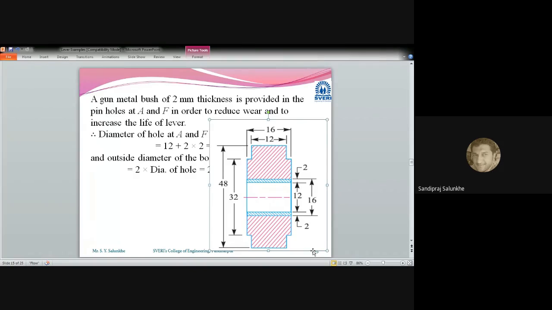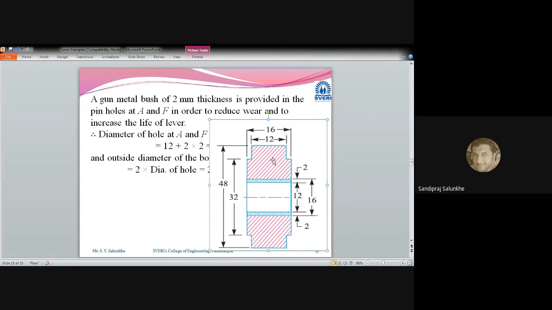You can consider 3 millimeter thickness, or one can consider 4 millimeter thickness, you can assume it. But the standard thickness of such levers, mentioned in the design data book, is 2 millimeter. So a 2 millimeter gunmetal bush is inserted in that hole, and we are going to consider the thickness as 2 millimeter. So its outside diameter is going to become 16 millimeter.